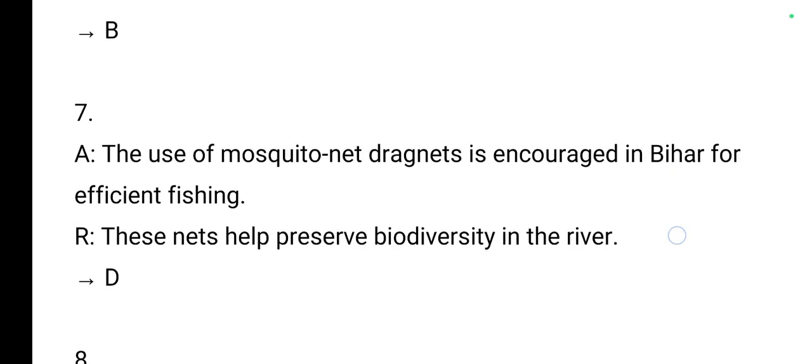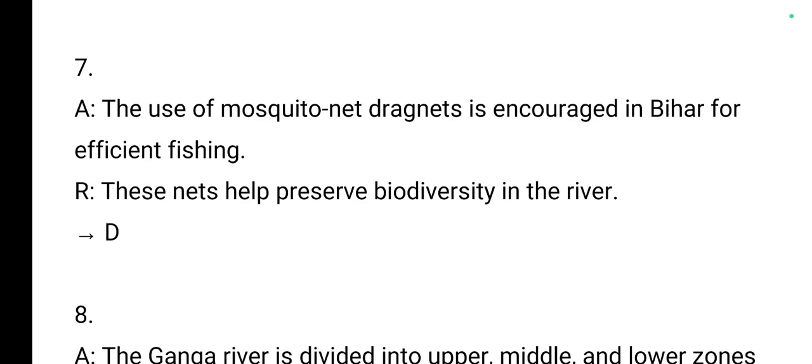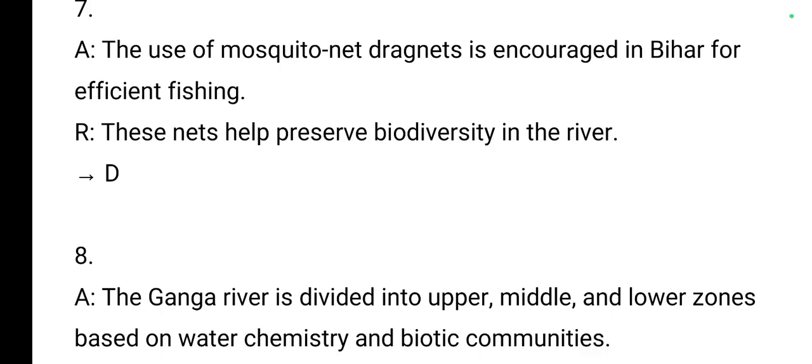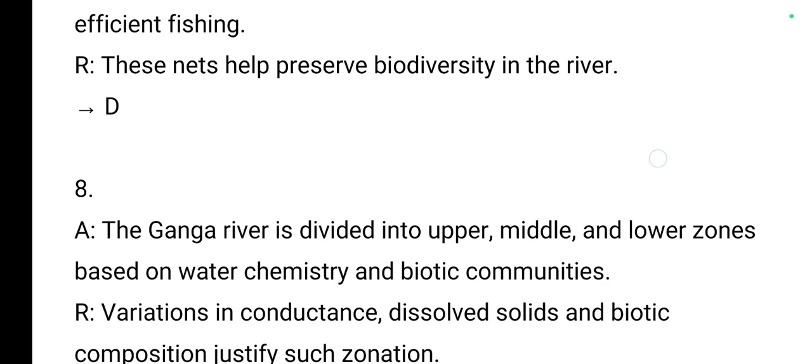The use of mosquito net drag net is encouraged in Bihar for efficient fishing. These nets help preserve biodiversity in the river. So the correct answer is D.